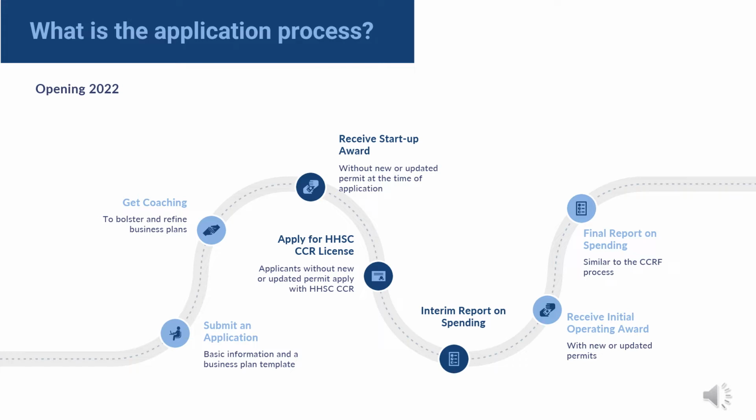Then you'll move to the interim report on spending. Next, you'll receive your initial operating award with new or updated permits. And the final stage is the final report on spending, similar to the CCRF process.